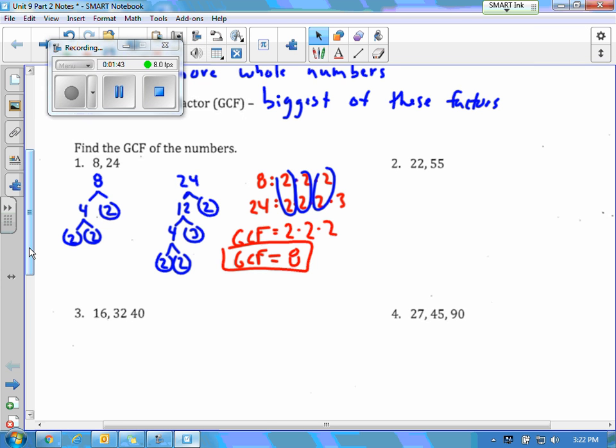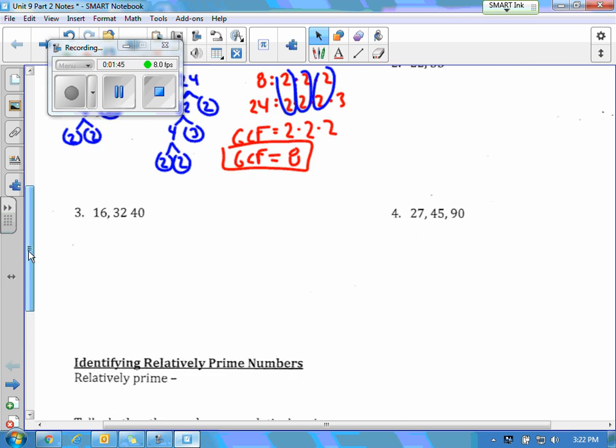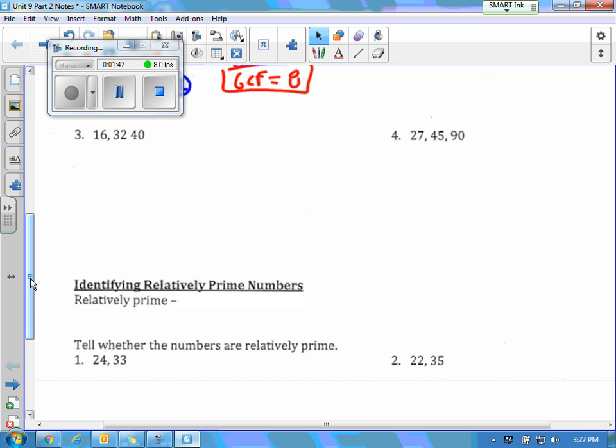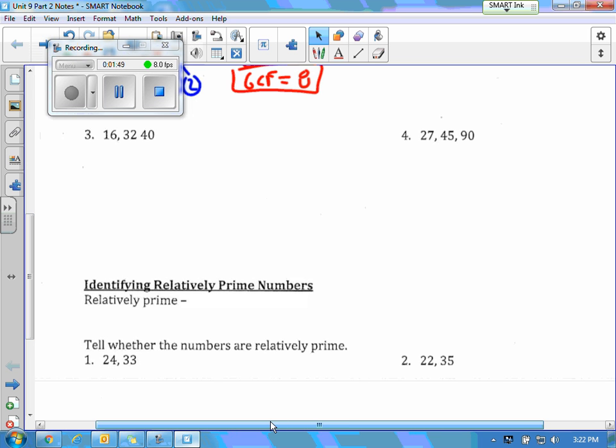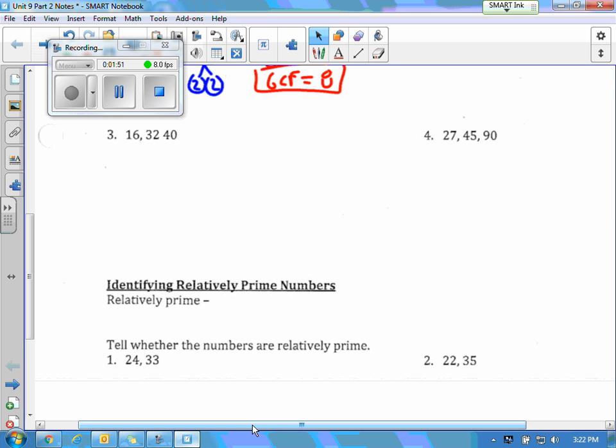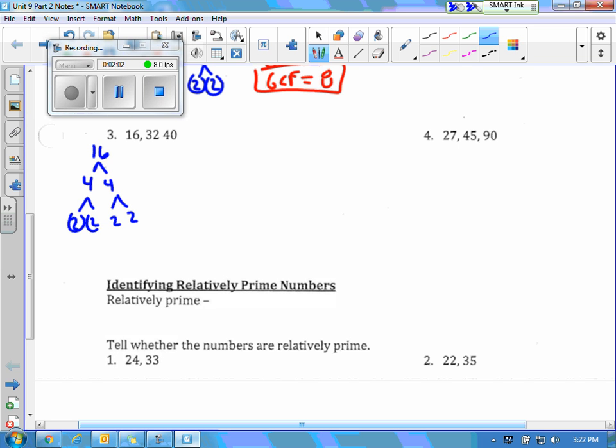I'll leave number 2 for you. That one's actually pretty straightforward. And then for number 3, if you look, we can find the greatest common factor of more than just 2 numbers. So in this case, we're going to look at 3 different numbers. We're going to start with factor trees again. So 4 and 4, 2 and 2. And I can circle those because they're all prime.